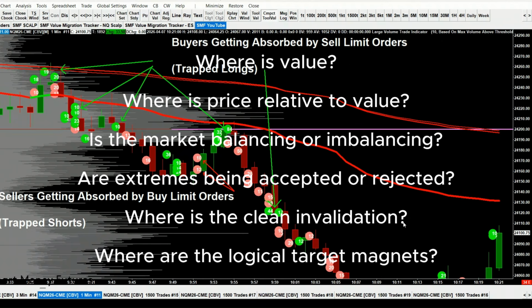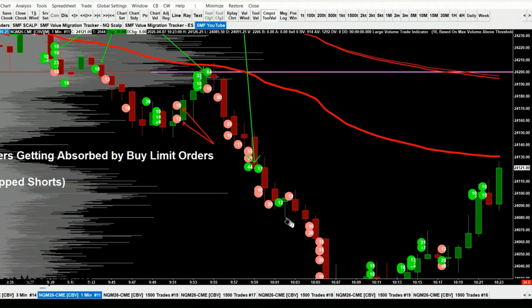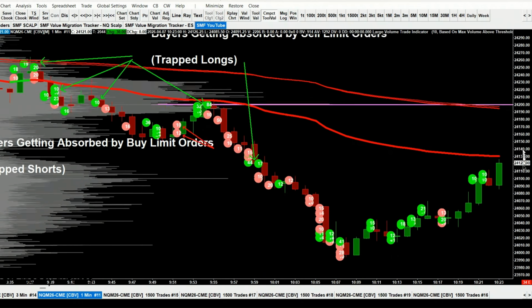Where is value? Where is price relative to value? Is the market balancing or imbalancing? Are extremes being accepted or rejected? Where is the clean invalidation? Where are the logical target magnets? The indicator is useful only when it helps answer those questions faster. So here's a simple framework for using the large volume trade indicator.